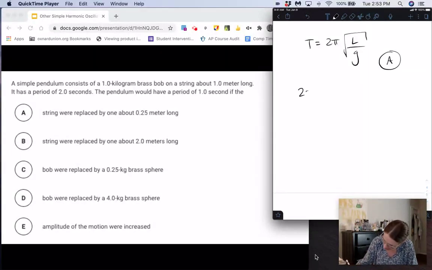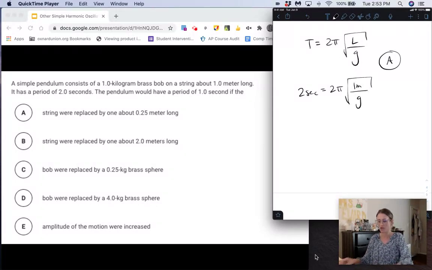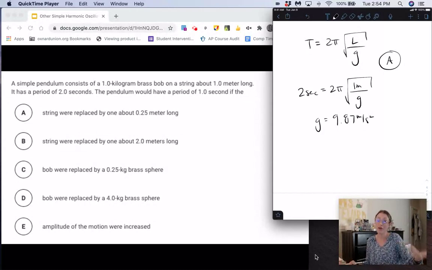Our period of 2 seconds is equal to 2 pi times the square root of 1 meter divided by g. Solving for g, I get 2 divided by 2 times pi, squared, and then we get 0.10132 equals 1 over g. So 1 divided by our answer, and our acceleration of gravity, g, is equal to 9.87 meters per second squared. So we are on Earth, but it was helpful to check.